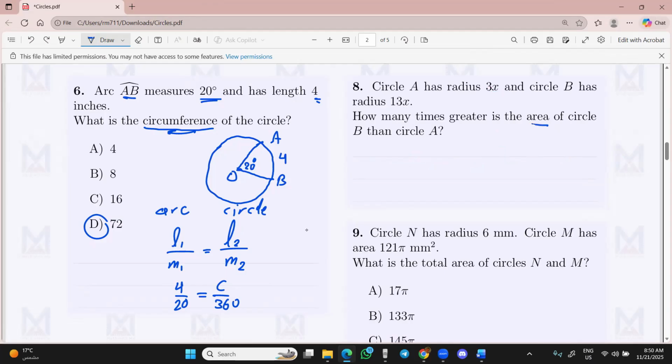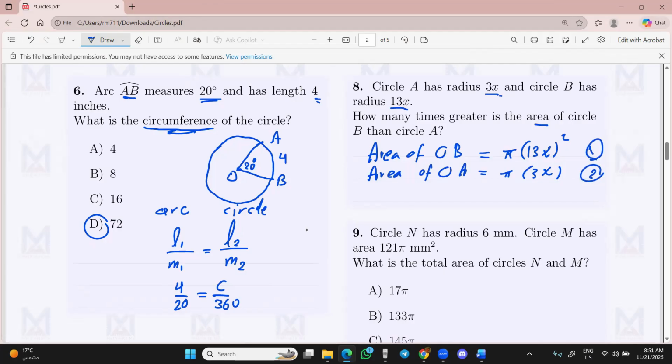But divide what? The area of the circle. So get the area of circle B, which is equal to pi r squared, and r here is 13x. And the area of circle A is equal to pi times r squared, and r here is 3x. And now in order to get how many times greater, we divide number 1 by number 2. Divide B by A.